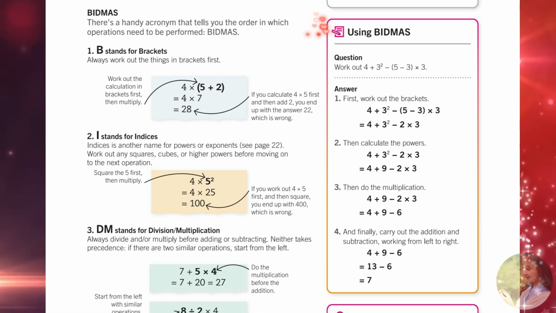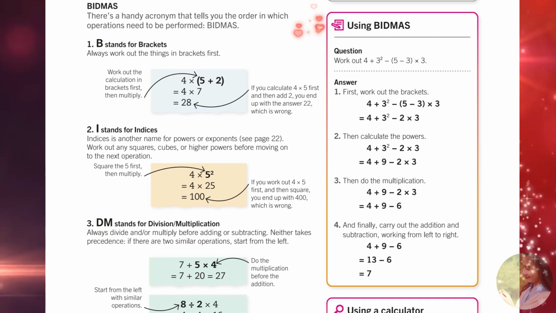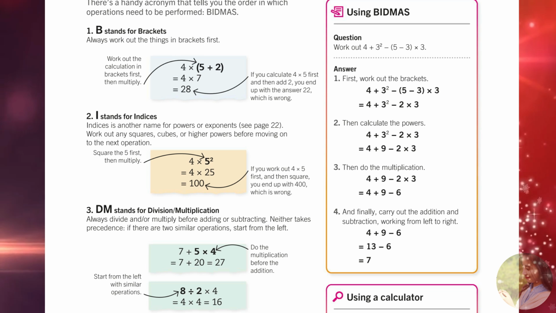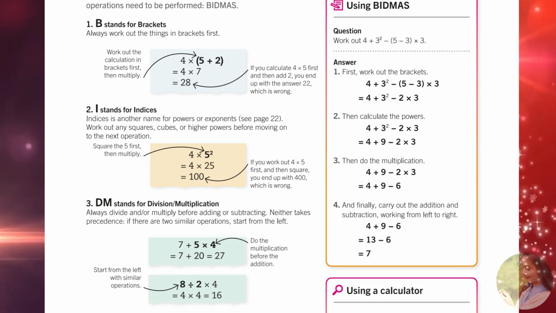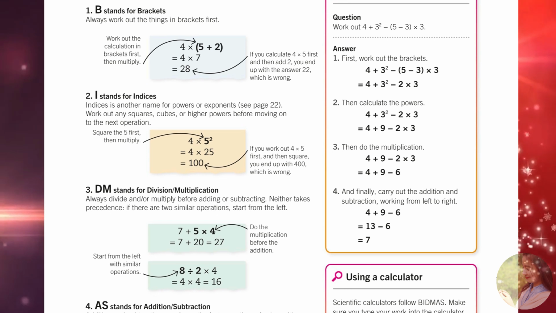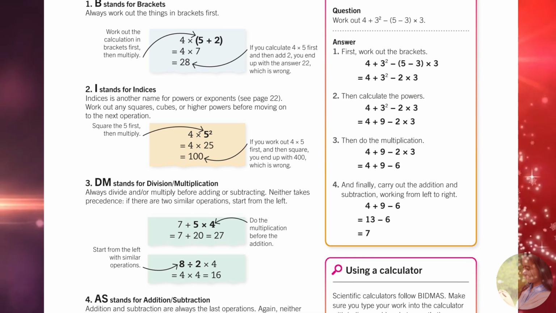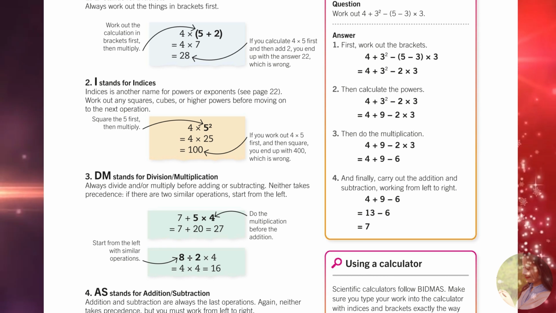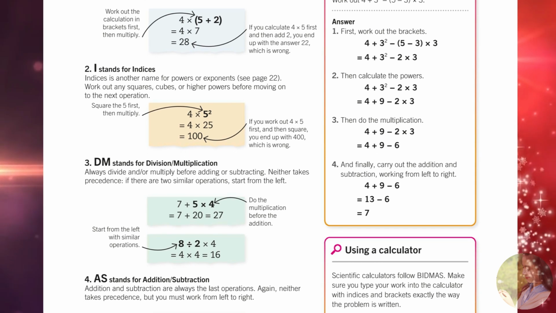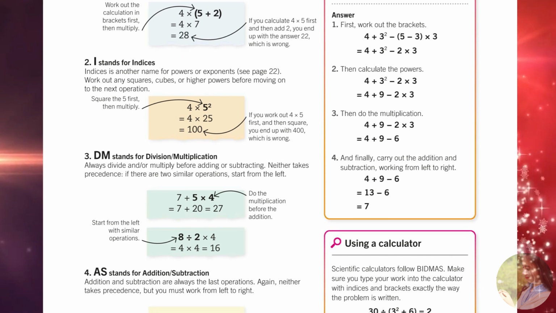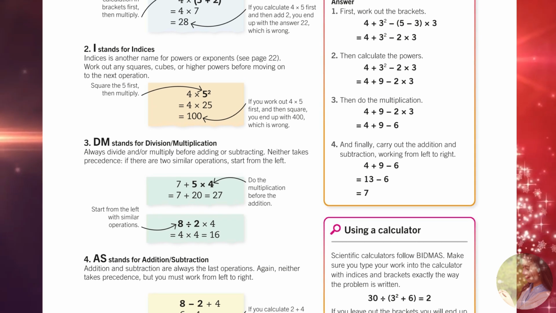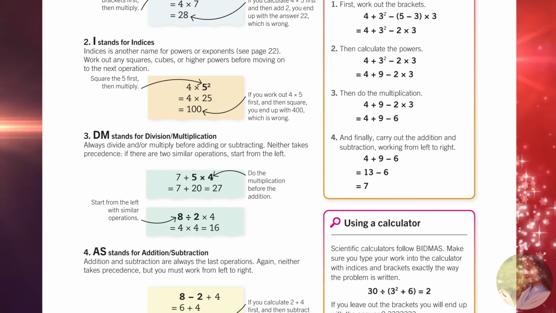Using BIDMAS. Question. Work out 4 plus 3 squared minus, in parentheses, 5 minus 3 times 3. Answer. 1. First, work out the brackets. 2. Then, calculate the powers. 3. Then, do the multiplication. 4. And finally, carry out the addition and subtraction working from left to right.